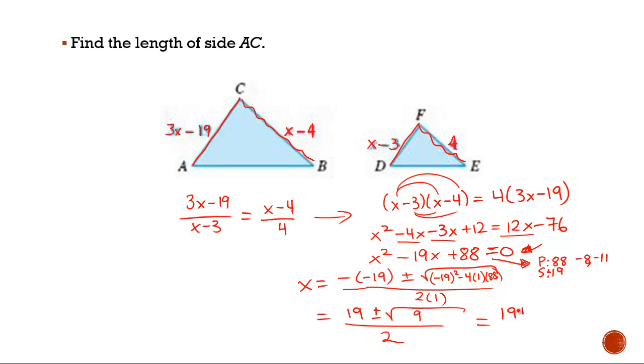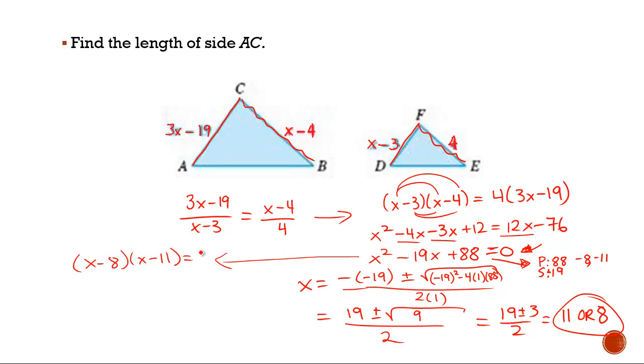This will be 19 plus or minus 3 over 2. So that'll be 19 plus 3, which is 22 over 2, which is 11, or 19 minus 3, which is 16 over 2, which is 8. So yes, that would have been the same thing. If we had factored it, we would have x minus 8 times x minus 11 equals 0.